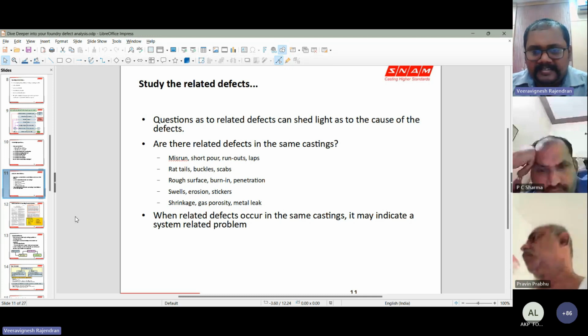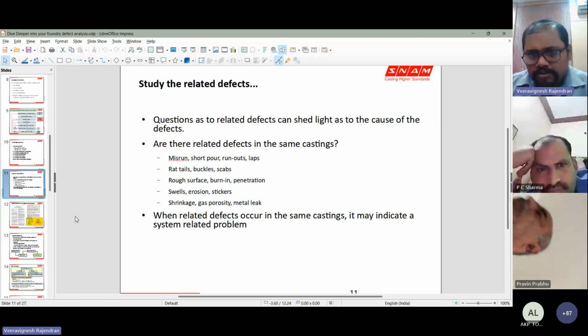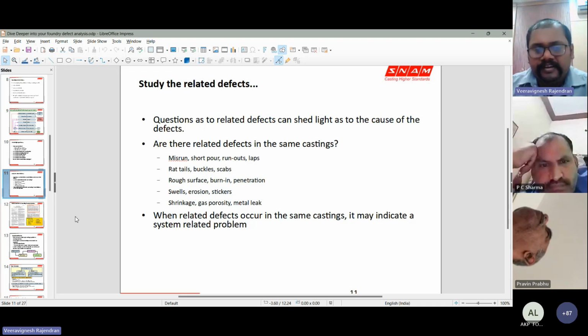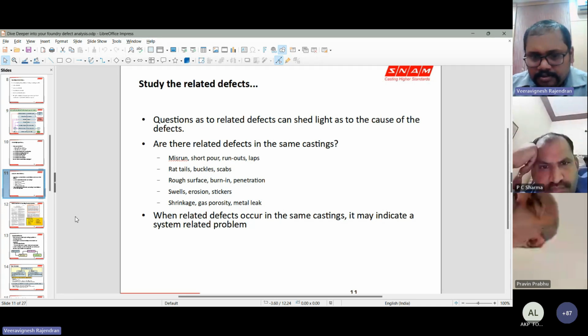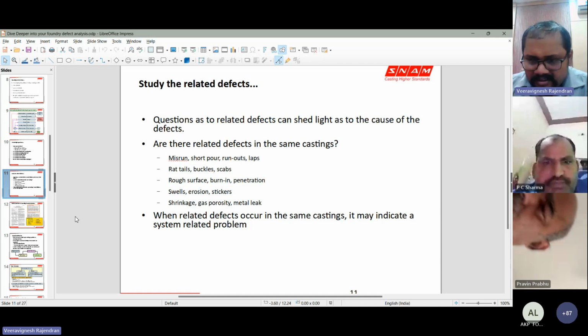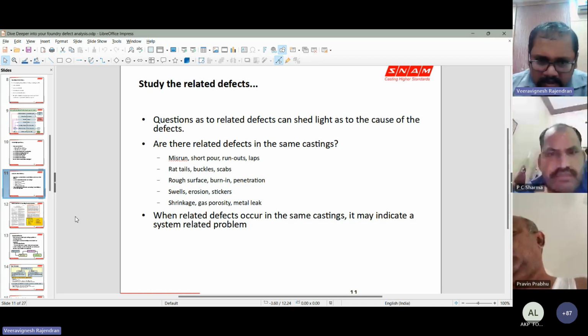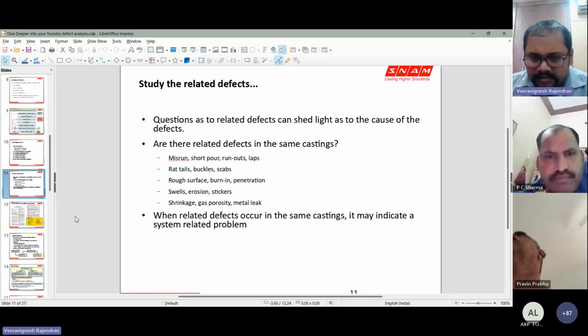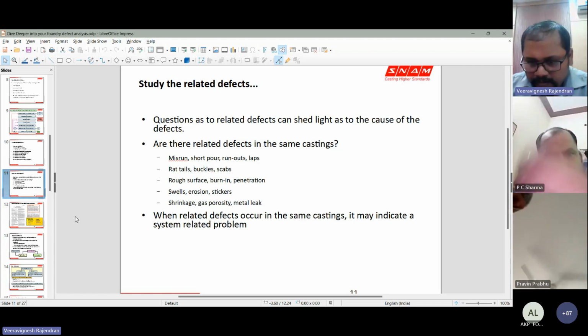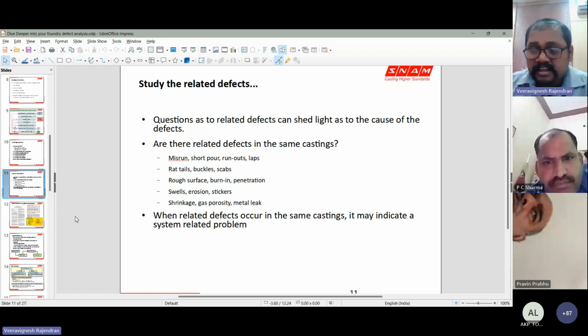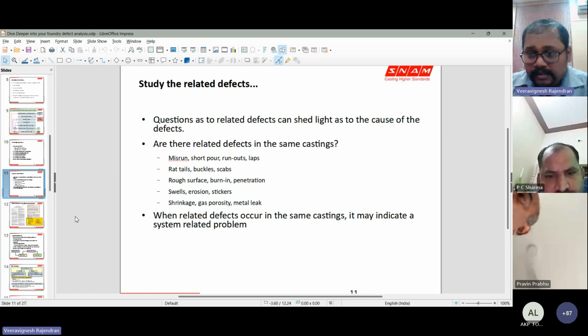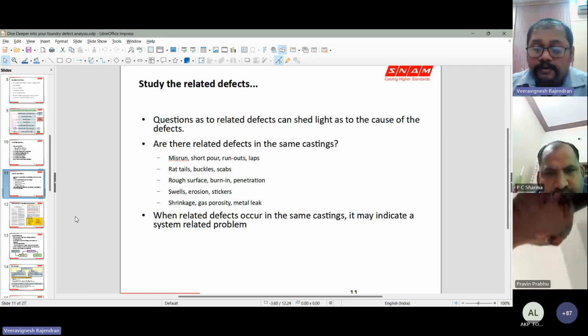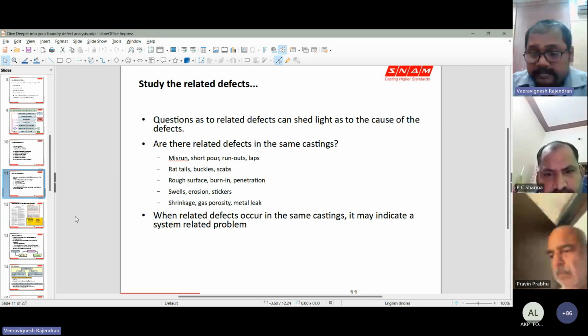So there are some related defects. Say for example, misrun, short pour, runout, slabs. So these are some kind of related defects. So rat tails, buckles, scabs. So you see either one defect or its related defects available. So when there are related defects available, then you can identify that as a clue available already, where you can easily arrive at a root cause. Say for example, you get a scab. Scab is a penetration defect.